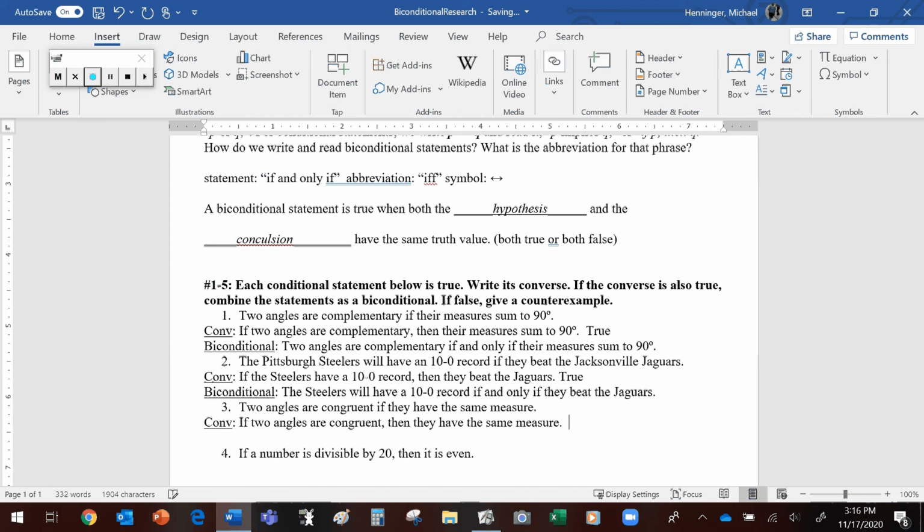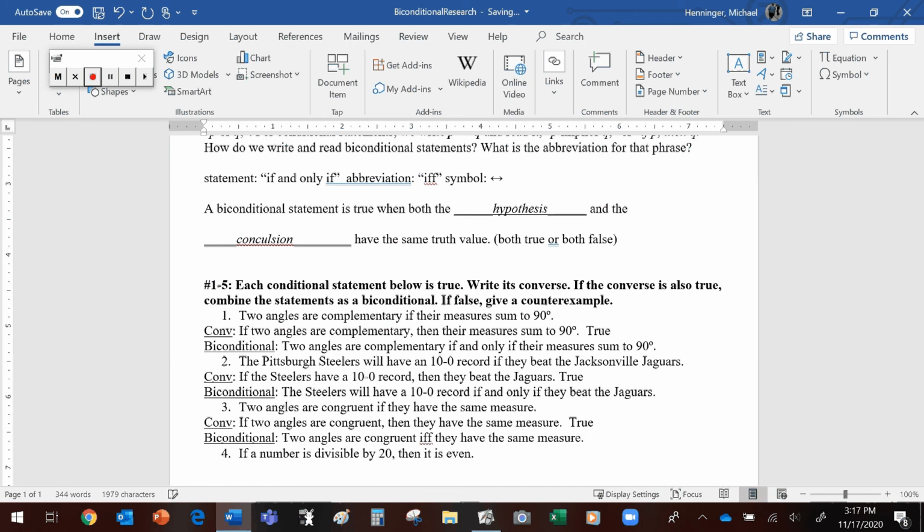Okay, we wanted to determine whether or not that's true. Well, two angles being congruent means that they have the same measure. So if we're told two angles are congruent, then they will have the same measure. So this is a true statement. Okay, and now we want to write the biconditional, okay, which would be two angles are congruent if and only if they have the same measure.